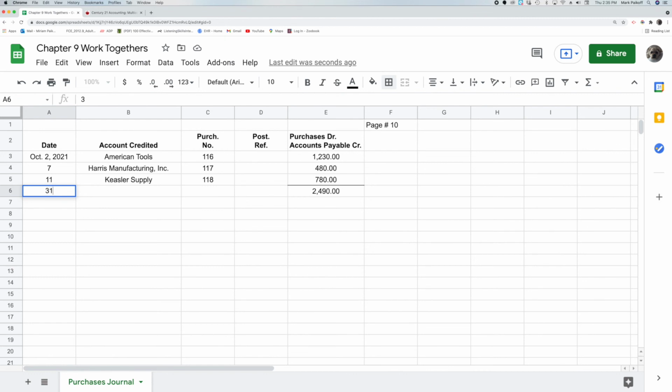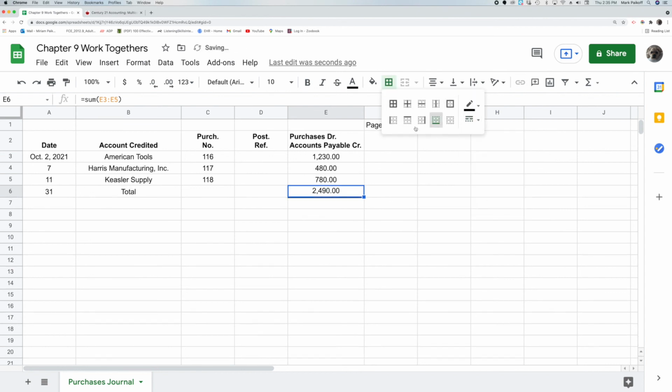This occurred on the last day of the month. So we're going to put in the 31st here because October has 31 days. We're going to identify this number as the total. And the last thing that we're going to do here is draw a double line rule. And a double line rule here means that the work has been checked for accuracy and is considered complete. All right, so that is the end of the 9-1 work together.